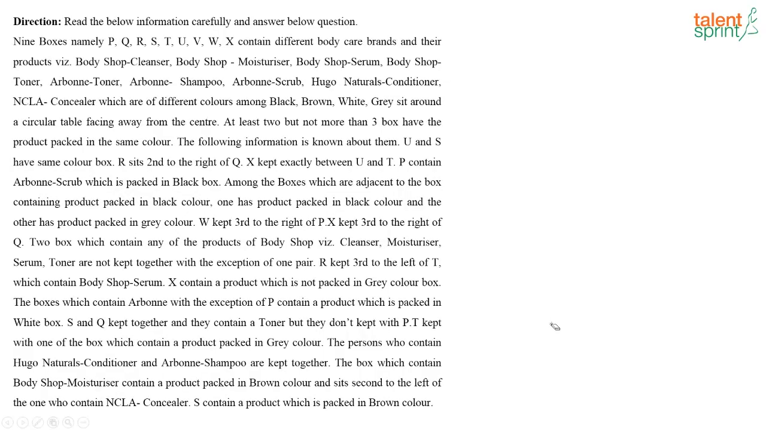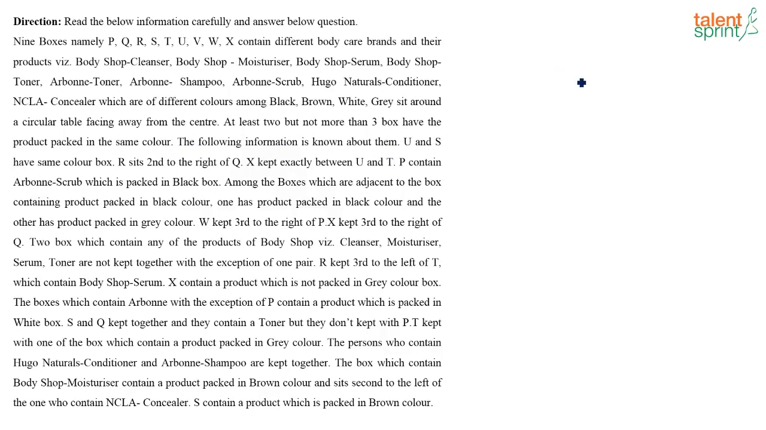So what is given here? There are 9 boxes and they contain different body care brands, namely Body Shop Cleanser, Body Shop Moisturizer, Body Shop Serum, Body Shop Toner, Arbonne Toner, Arbonne Shampoo, Arbonne Scrub, Hugo Naturals Conditioner, NCLA Concealer, which are of different colors among black, brown, white and grey. They sit around a circular table facing away from the center. At least 2 but not more than 3 boxes have the product packed in the same color. The following information is given about them.